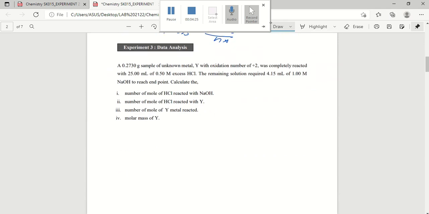Okay, so for example, let's carry out this data analysis. A 0.2730 gram of unknown metal Y with oxidation number of +2. That means we have the equation Y plus HCl produce YCl2 plus H2. And then we put 2 in front of the hydrochloric acid. Since Y has the oxidation number of 2 positive, and Cl has Cl minus, so by balancing charge we have YCl2.